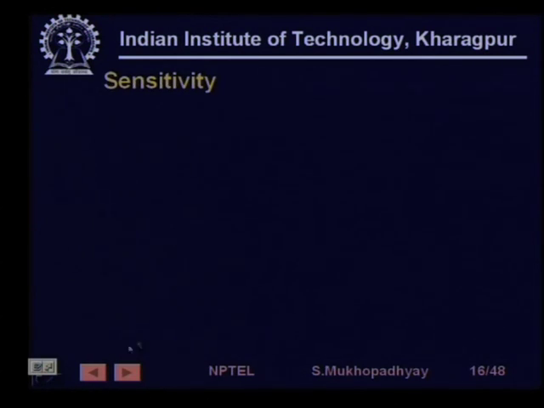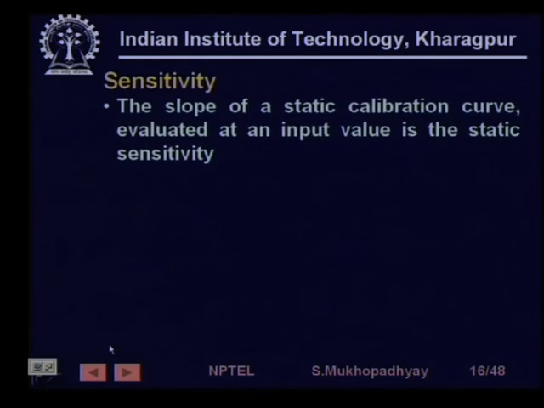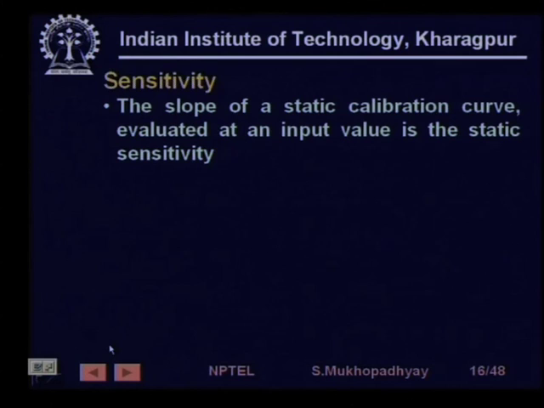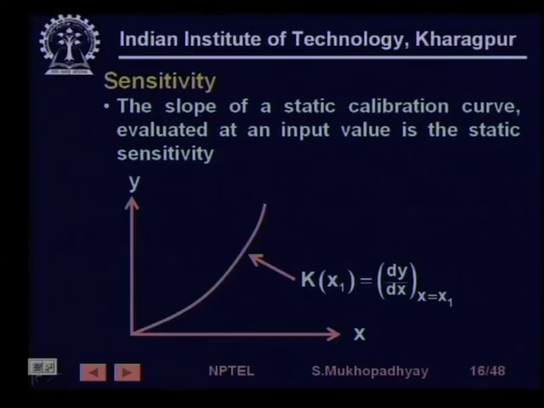Next we are interested in sensitivity. Sensitivity is the slope of the line. If you have a calibration curve and then get a straight line, in case you have a linear characteristic, it will have one single sensitivity. If it is very nonlinear, then sometimes you may express it differently.